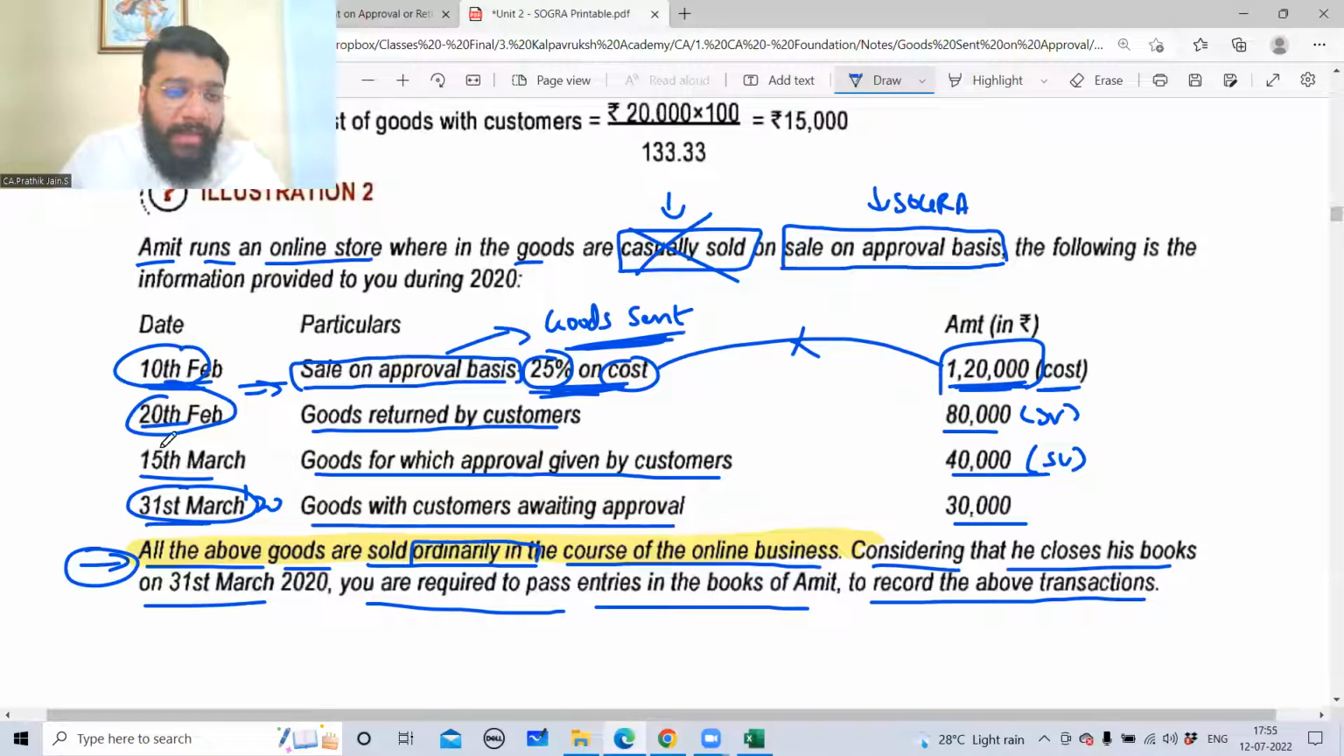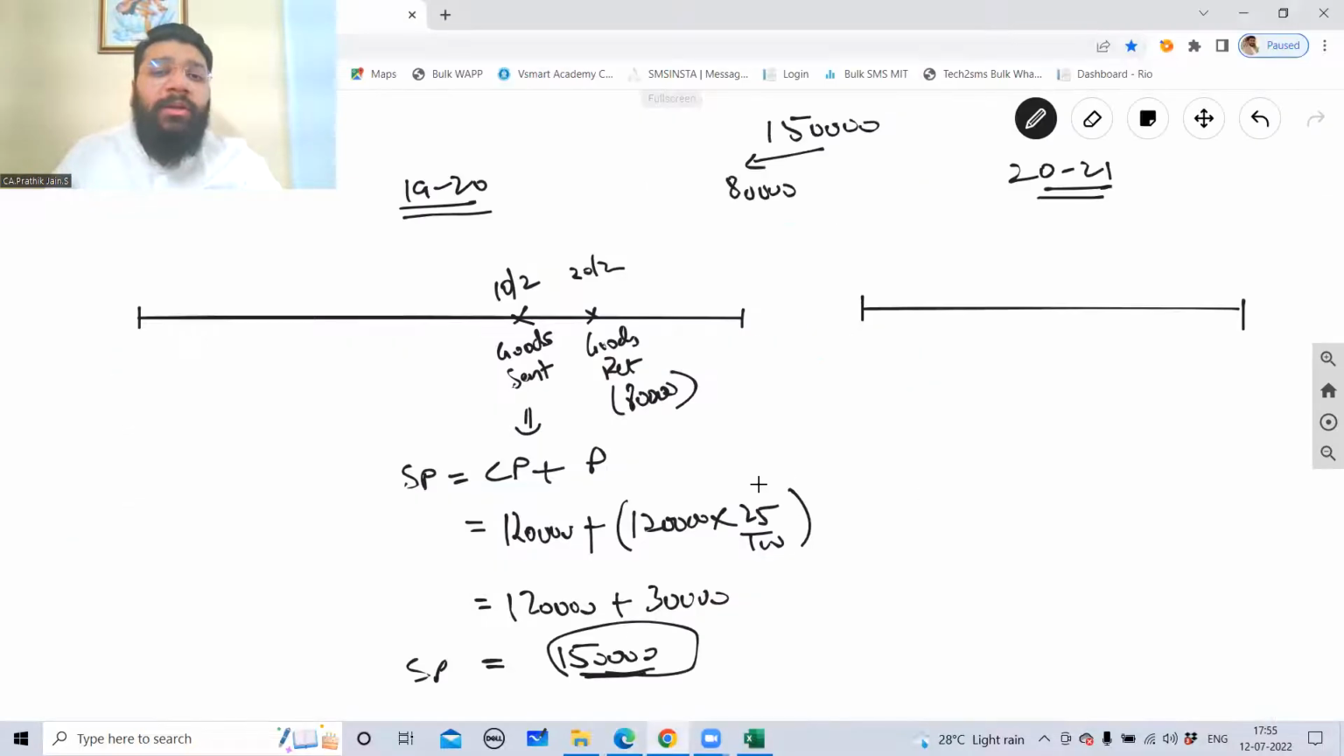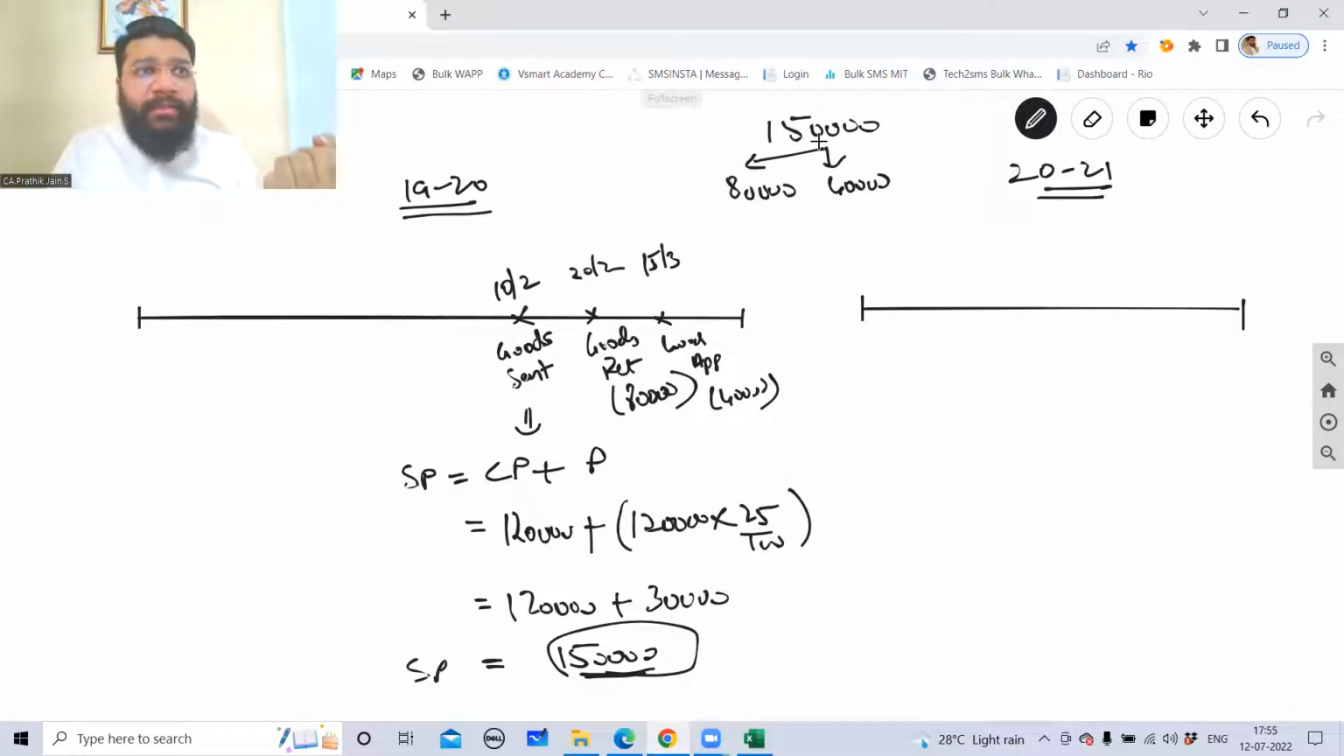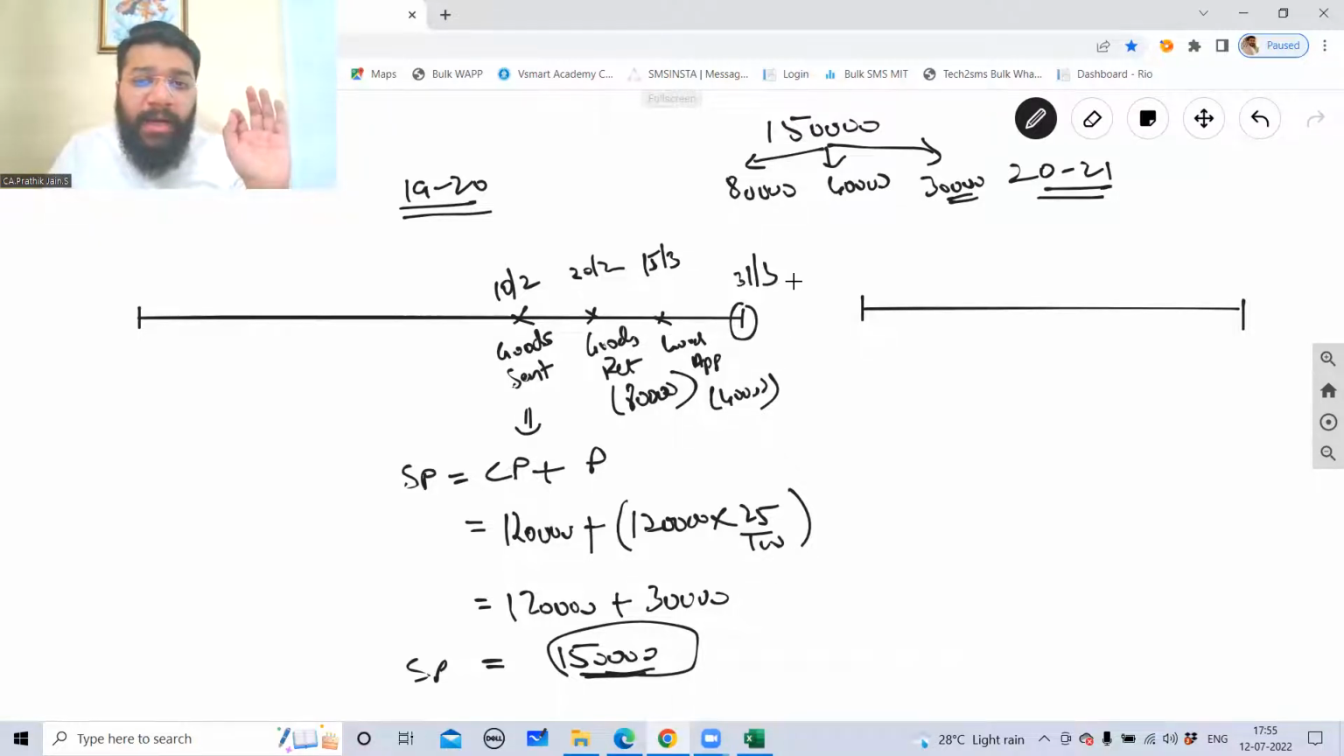Then on 15th of March, to the extent of 40,000 rupees, the goods have been approved. So 40,000 worth of goods has been approved. Out of 150, 80,000 is rejected and 40,000 is approved. How much is the balance? 80,000 plus 40,000 is 120. 150 minus 120 is 30. 30,000 worth of goods: neither the customer said yes, nor the customer said no. Which means till 31st of March, there is no clarity on this particular 30,000 worth of goods.